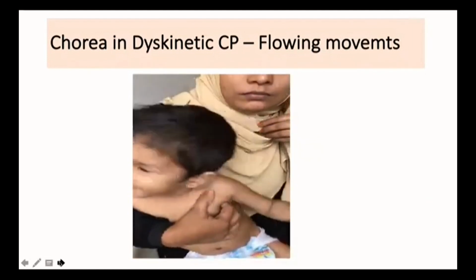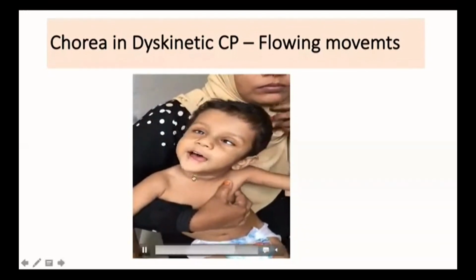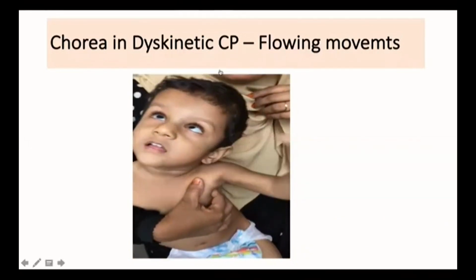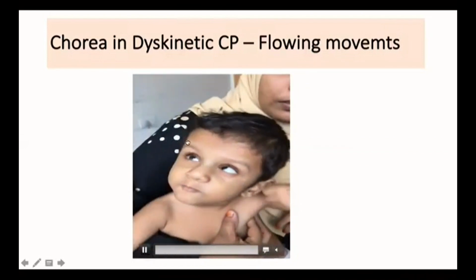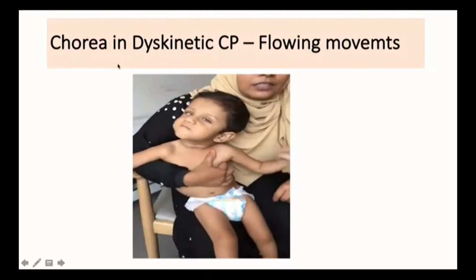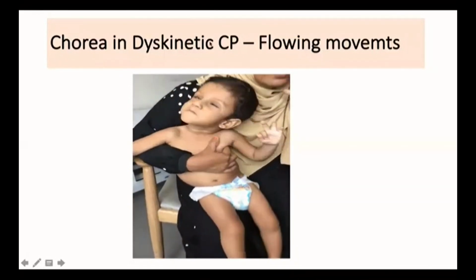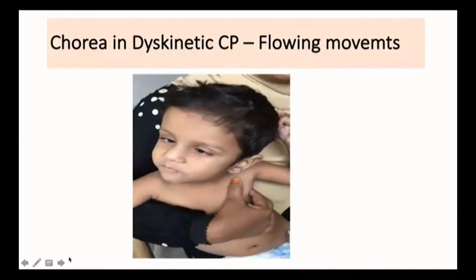So what is the definition of chorea? Chorea is sudden, random, arrhythmic flowing movements. The two keywords are arrhythmic and flowing, because a tremor is rhythmic. So if you see this sort of chorea, you should always try to know that this is probably because of basal ganglia damage, which gives a clue regarding a dyskinetic cerebral palsy.